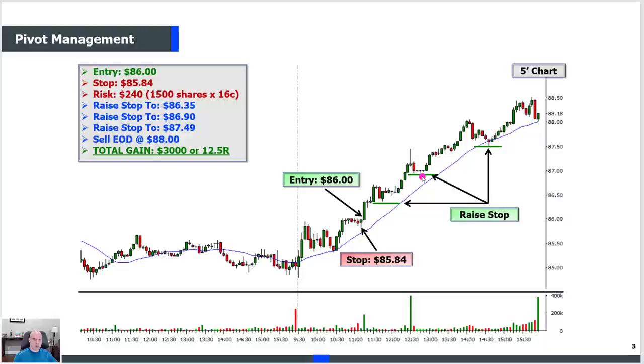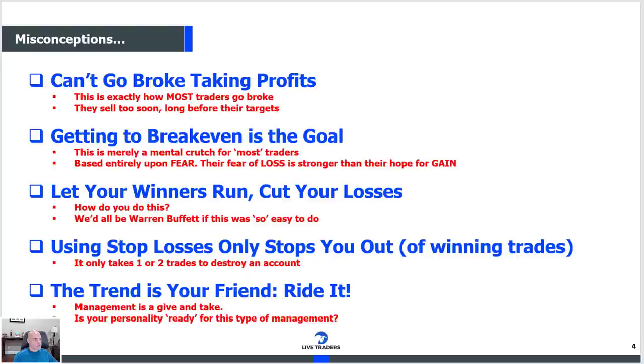No, it's not. In real time, the little devil on your shoulder is going to be going, get out, get out, get out. And then you get out for 8 or 9R, and what happens? It goes up 12R. So you see what I'm saying here? You can't win. If it comes all the way back, you make 2.5R. If you get out, you give up 4R. So what do you do? You follow the plan. But the point I'm making is, the trend is your friend. Ride it. Great, if you are capable of that level of discipline and patience.